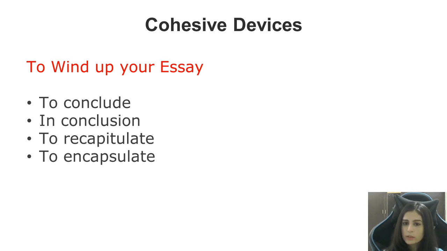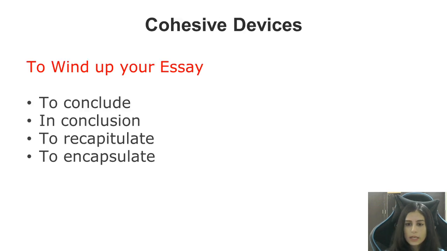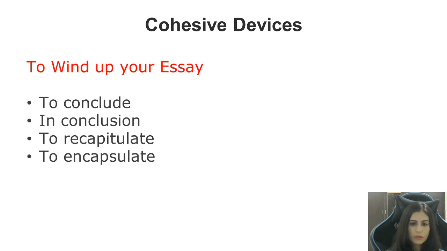Let's move ahead. So everybody is clear with the different types of cohesive devices. Now let's move on to the directives. Okay, so Vivan is asking about finally. Finally is used in case of listing your ideas. Do not use finally to summarize. It's better that you use to summarize, to sum up, to conclude, in conclusion. These words can be used when you're concluding or winding up your essay. Okay?